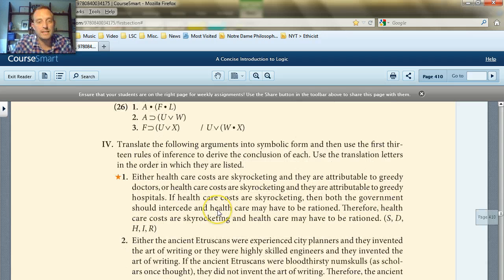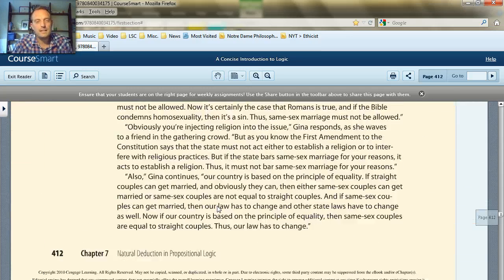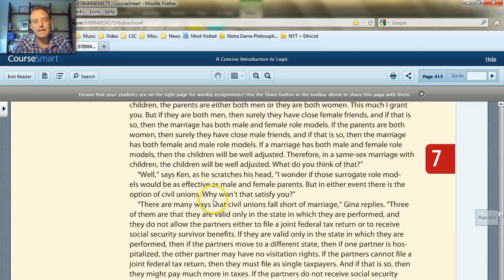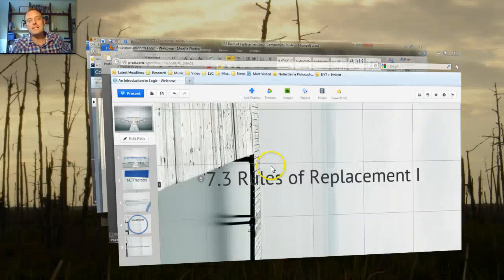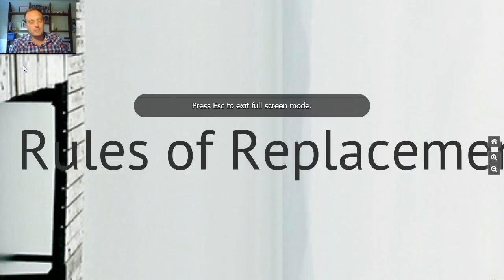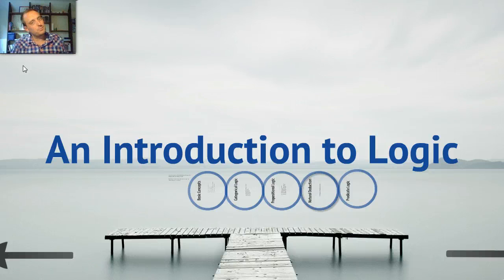So that's the rules of replacement. And then, of course, there's the translation problems. I'm not going to worry about those, and then they have even more sections here. But that's basically the rules of replacement. Next time we're going to do rules of replacement 2, and we're going to add in 5 new rules. That's another reason why it's so important for you to actually practice these problems, because as we add more and more rules, it's going to get fairly complicated. So you want to get practice so that these things are on the tip of your mental tongue.